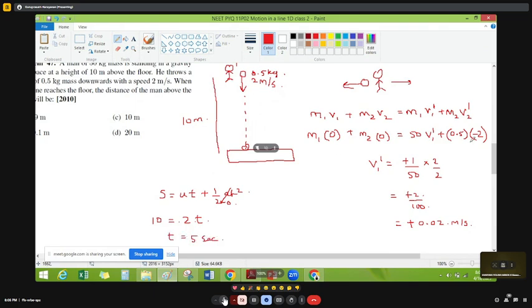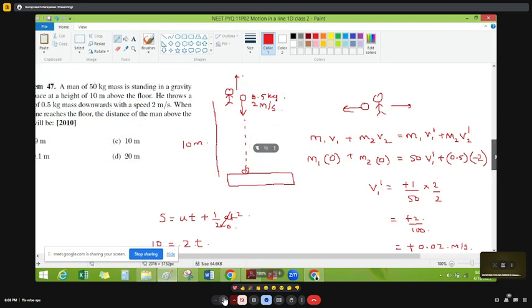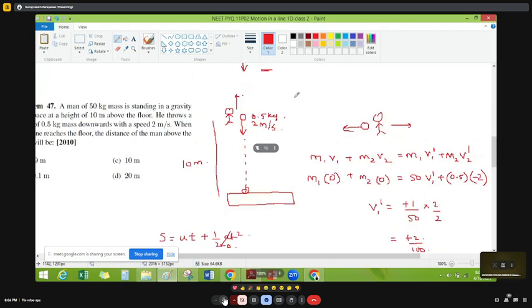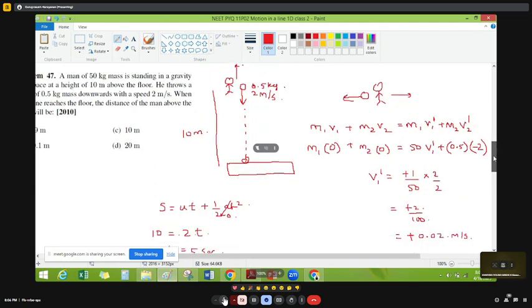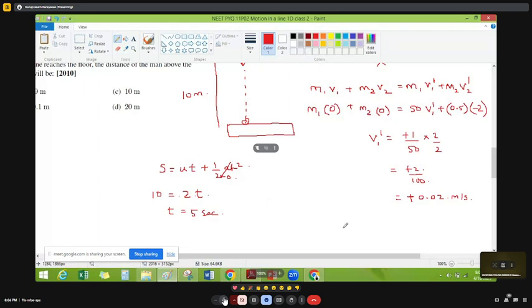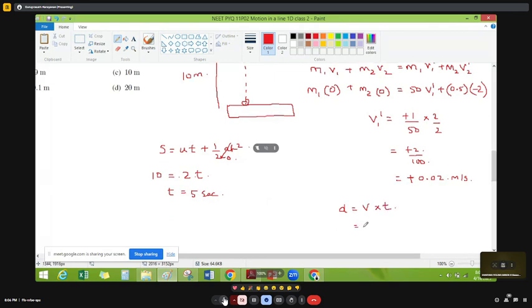In that same 5 seconds, this man would have moved this way. And I know the velocity, I know the time, so I can find the distance. So distance is equal to velocity into time. Velocity is equal to 0.02, into time of 5 seconds.